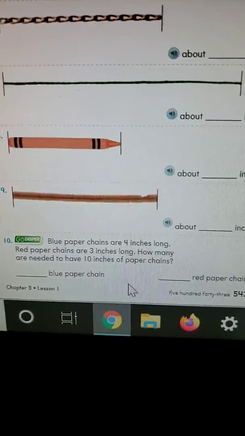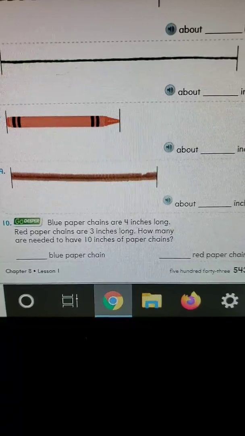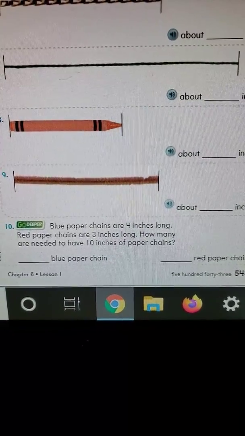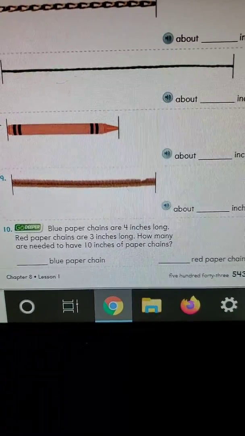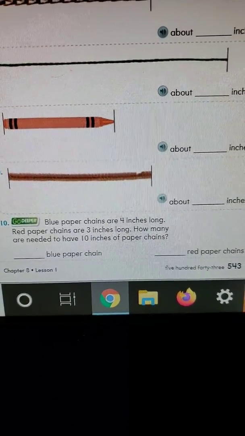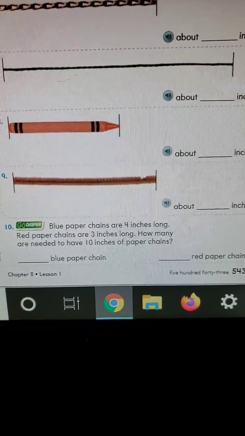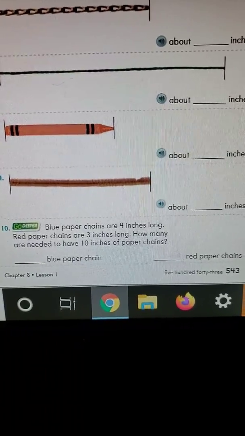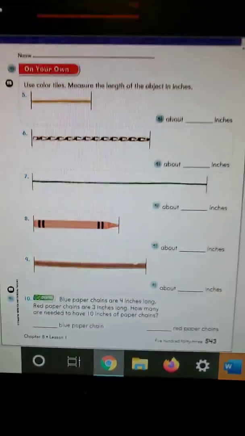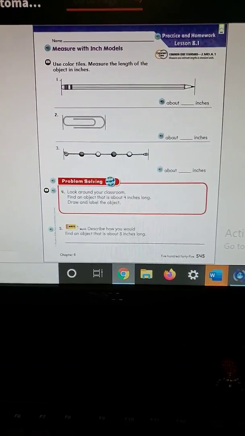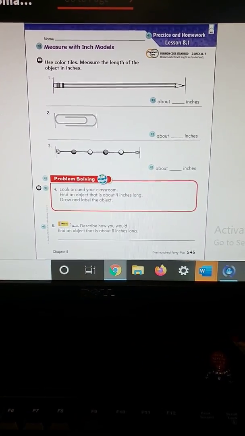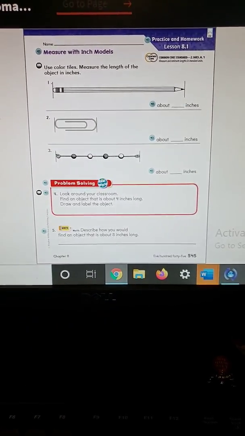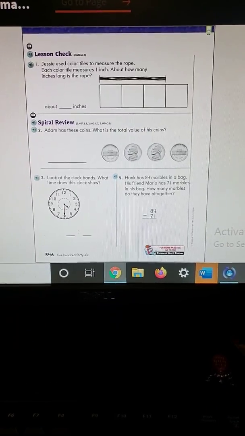Let's look at this one. Blue paper chains are 4 inches long. Red paper chains are 3 inches long. How many are needed to have 10 inches of paper chains? So somehow we have to add 4 and 3 more than once to get 10 inches. So use your addition skills to figure that one out, okay? All right. So again, they want you to use the color tiles. So you're going to use whatever it is that you found at home that's 1 inch long, okay?